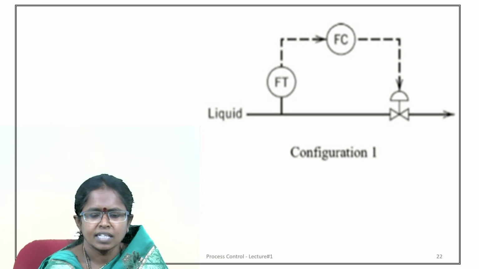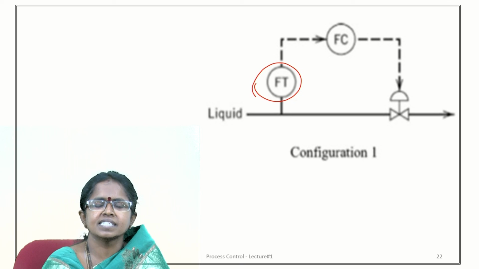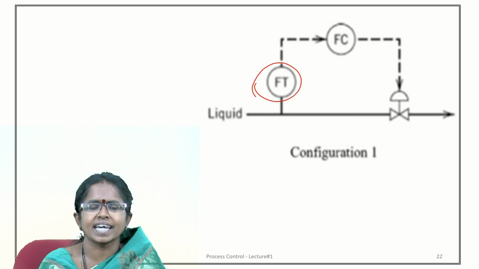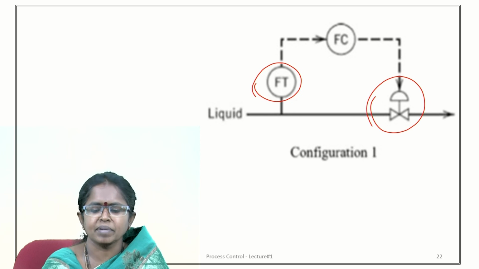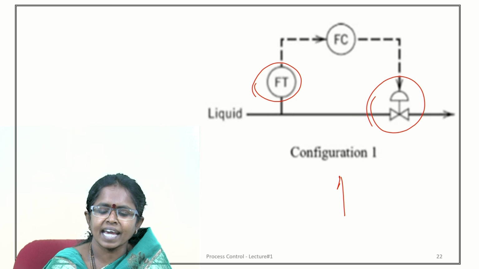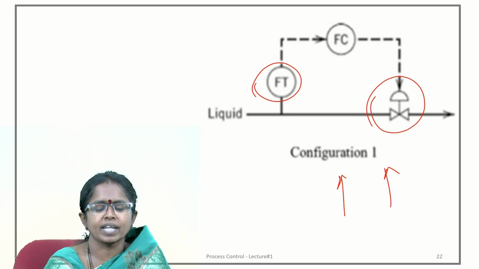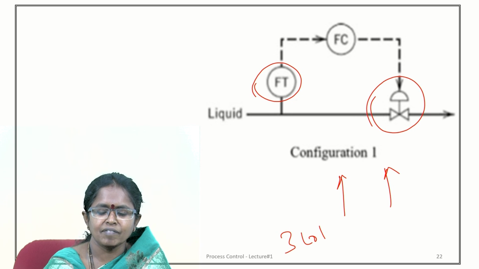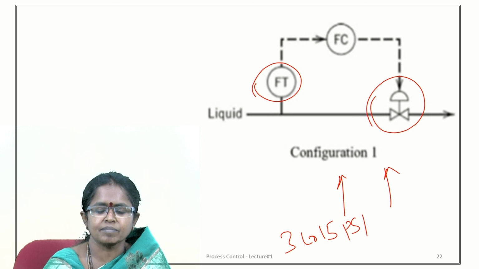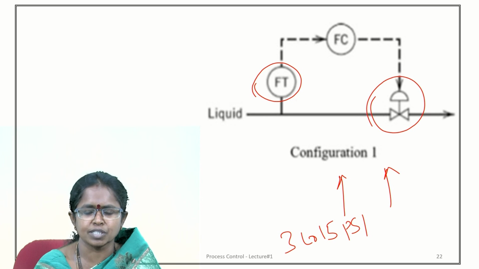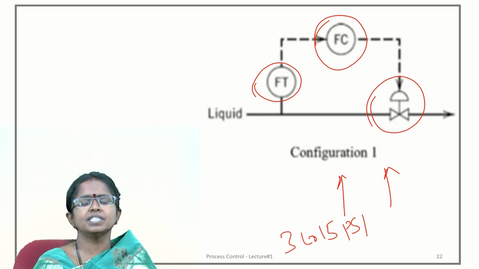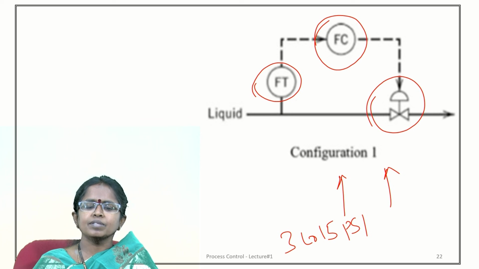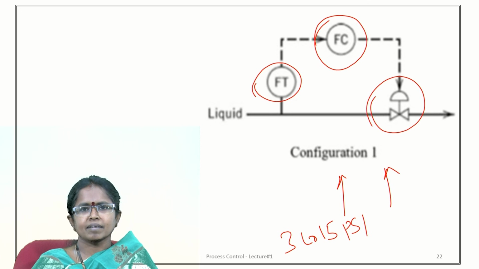I will tell you, most of the transmitters are designed in such a way that they are all direct acting. Now, the valve is an air to close valve. What is the meaning of air to close valve? More air, more close. That is, when we increase the supply pressure from 3 to 15 psi, the valve gets closed. So, what can be this flow controller? You just think of it. I will tell you the answer in the forthcoming lecture.